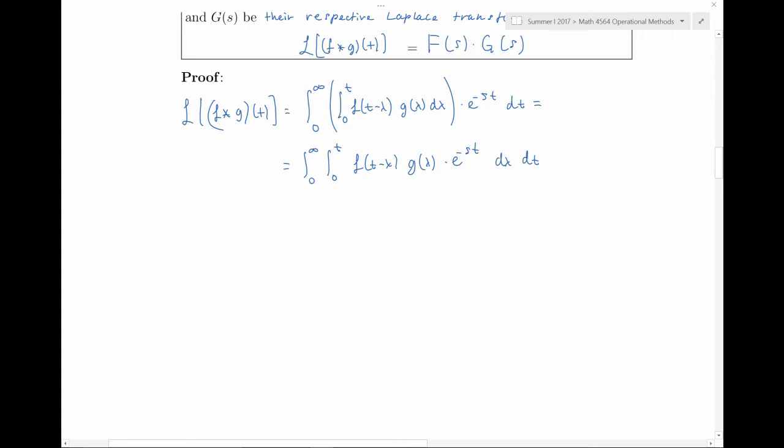If you look at the set over which we're integrating, then this is the picture. Lambda goes from 0 to t, so for each t, lambda covers the interval from 0 to t. And t goes from 0 to infinity, so as t grows, the interval over which we integrate grows as well. So this is the set over which we're integrating.